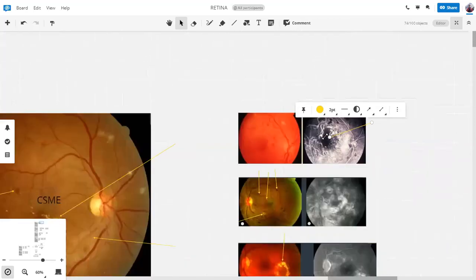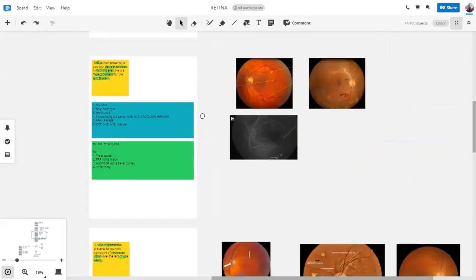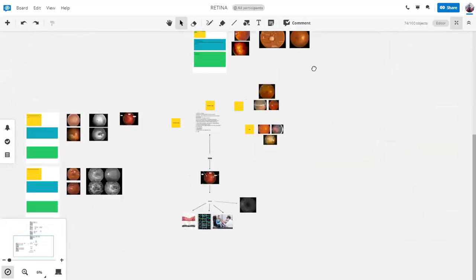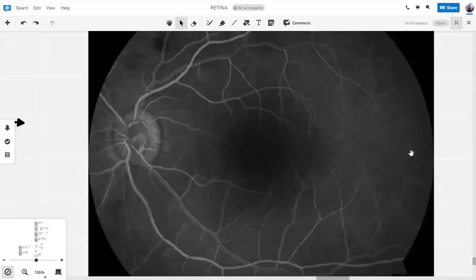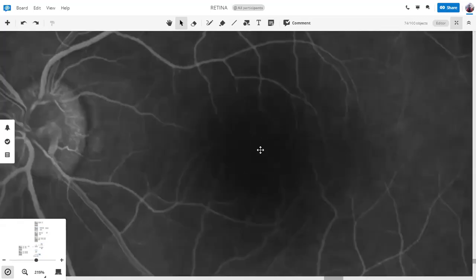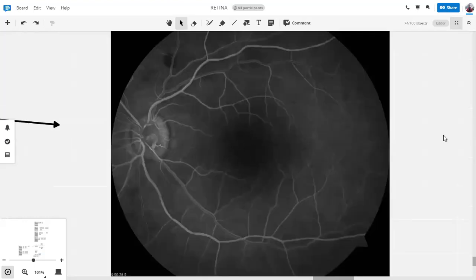Now, one thing I want to quickly show. Normal FFA. Yes, this is the normal FFA, fundus fluorescein angiography. Look at this macula closely. This is the macula over here. Look at the uniformity of the zone, the blackness, the hyperfluorescence, and look at its distribution.